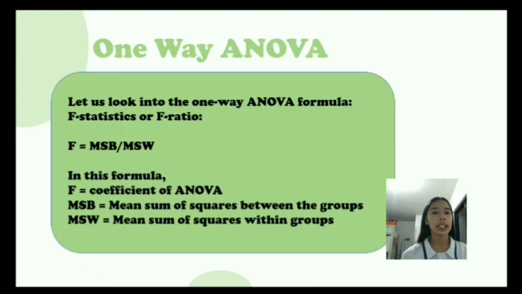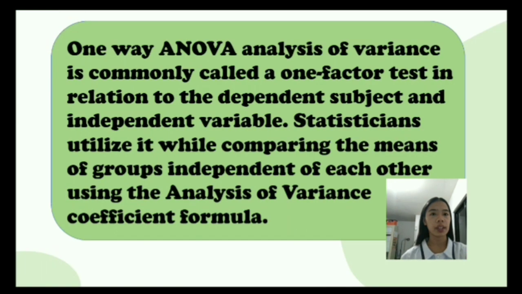One-way ANOVA. Let us look into the one-way ANOVA formula. F equals the statistic or F ratio. F equals MSB divided by MSW. In this formula, F equals coefficient of ANOVA, MSB equals mean sum of squares between the groups, MSW equals mean sum of squares within groups.